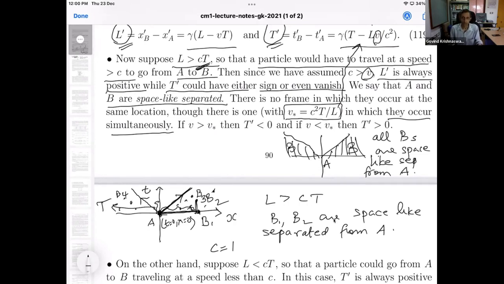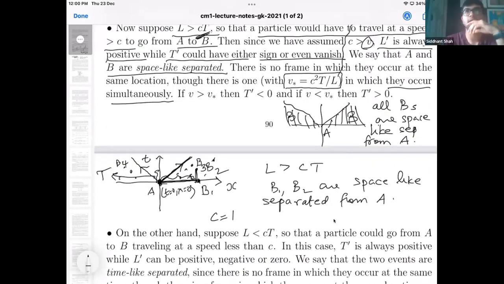We are comparing two events, right? That is the important thing. We are not comparing two observers, we are comparing two events. And if a pair of events are space-like separated as determined by one observer, the same holds for any other observer.